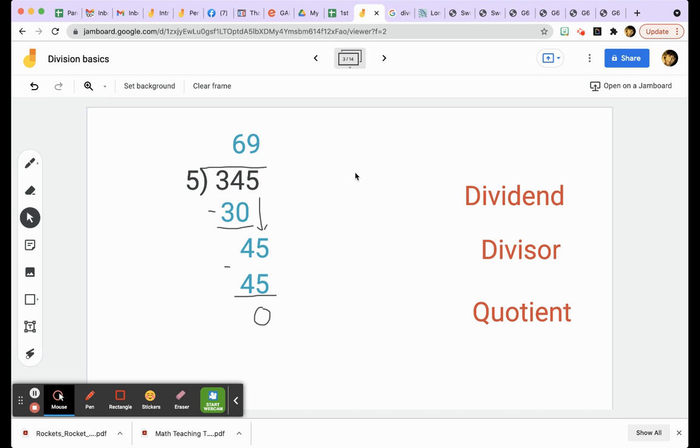Now, I am looking at this example here, and dividend, divisor, quotient. I want you to write this example of division in your math notebook, and then you're going to label the parts. Pause the video here, write this example in your math notebook, and then label the dividend, the divisor, and the quotient. Start the video back up again when everyone has finished.